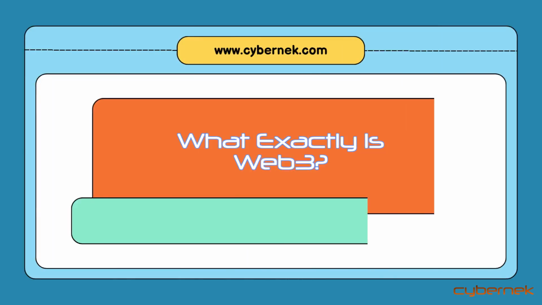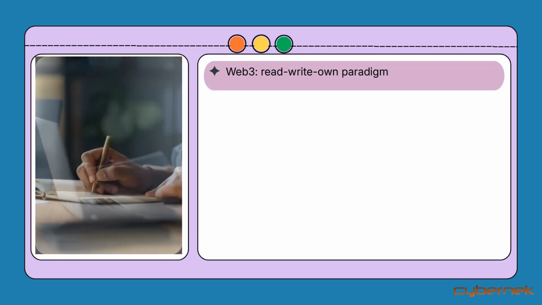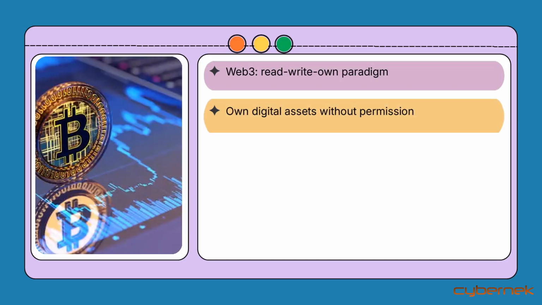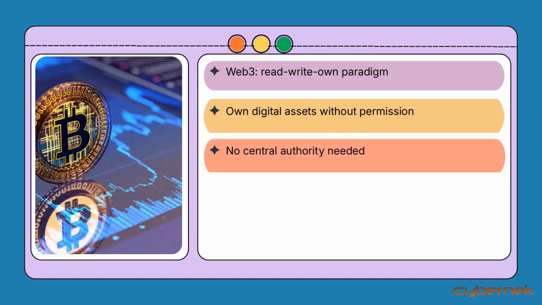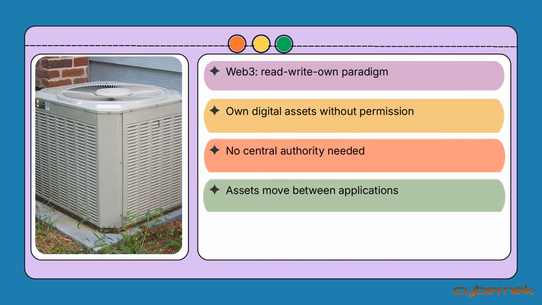What exactly is Web3? Web3 introduces read-write-own capabilities. Unlike Web2, where your data lives on someone else's servers, Web3 lets you interact with applications, create content, and actually own your digital assets without needing permission from a central authority.